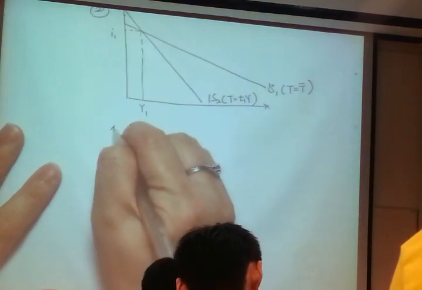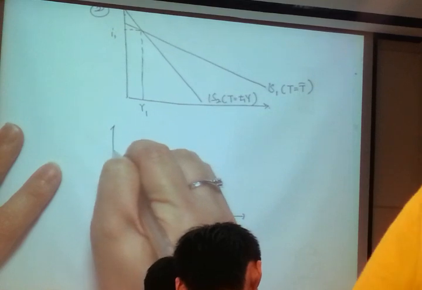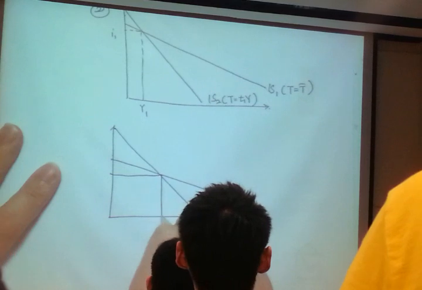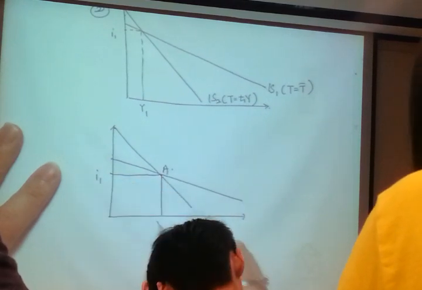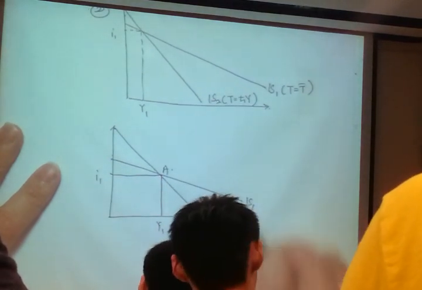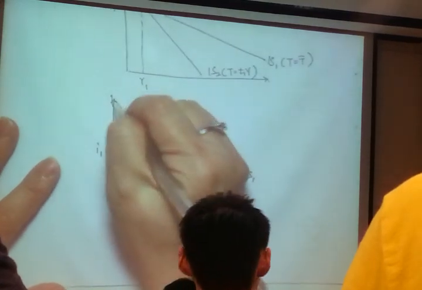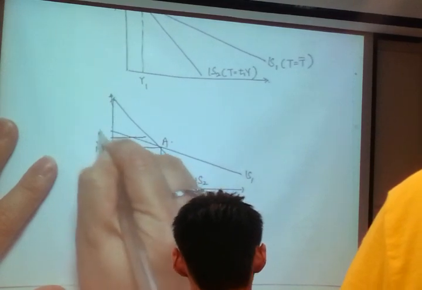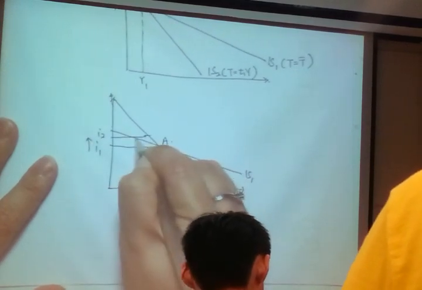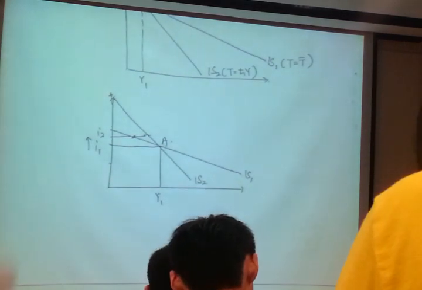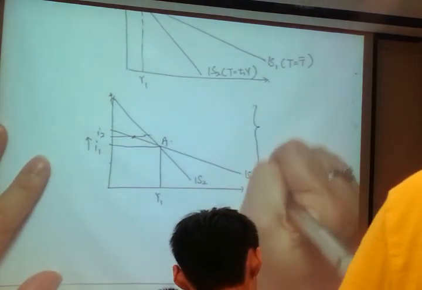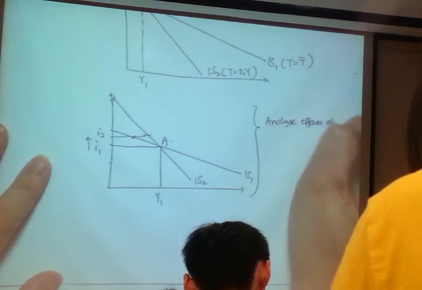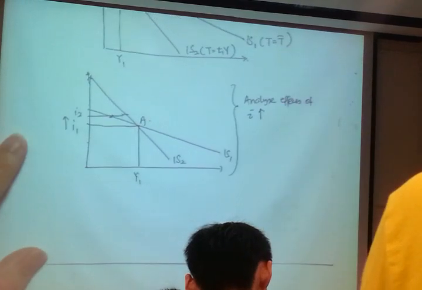Okay. Draw a new set, or else you cannot see. So it should be like this. Point A, IS1, IS2. So I did another setup because I think it's easier to show. So you should show interest rates goes up, right? Because you want to discuss investment drop. So you have to analyze the effects of interest rate going up.